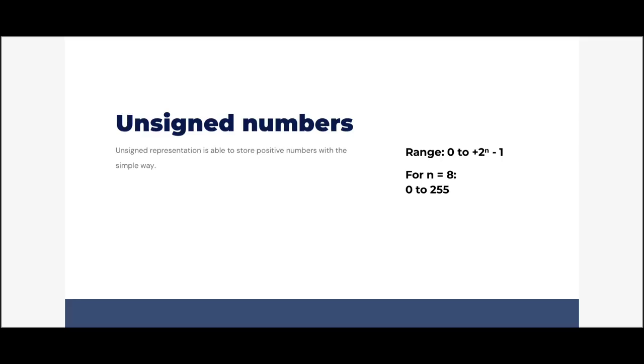The range starts from 0 and goes to 2 to the power of n minus 1. In the example, I have shown that with 8 bits, you can represent 256 integers in computer memory. It starts from 0 and goes up to 255. But what about negative numbers? Unfortunately, unsigned representation doesn't allow us to store negative numbers in computer memory.